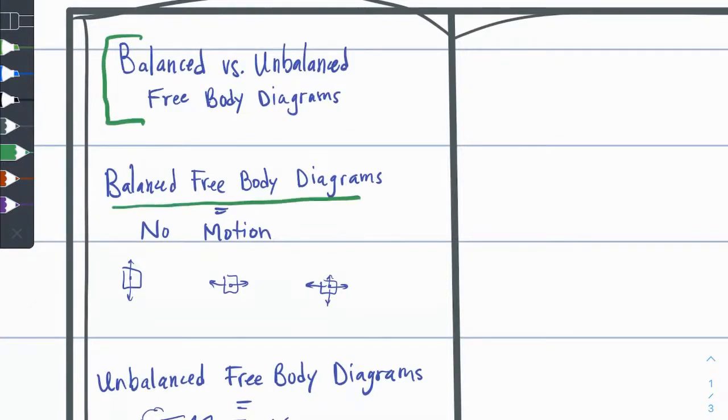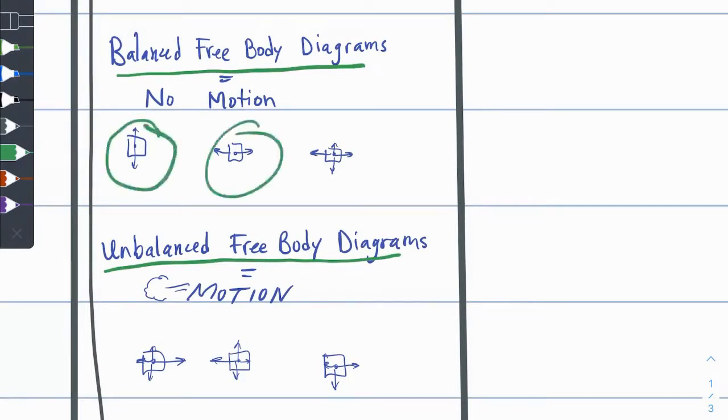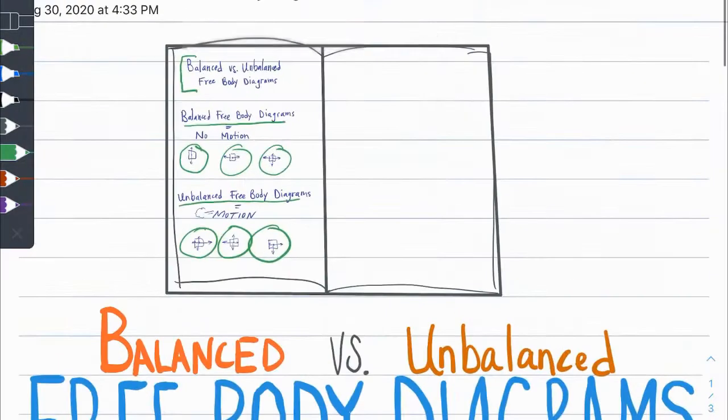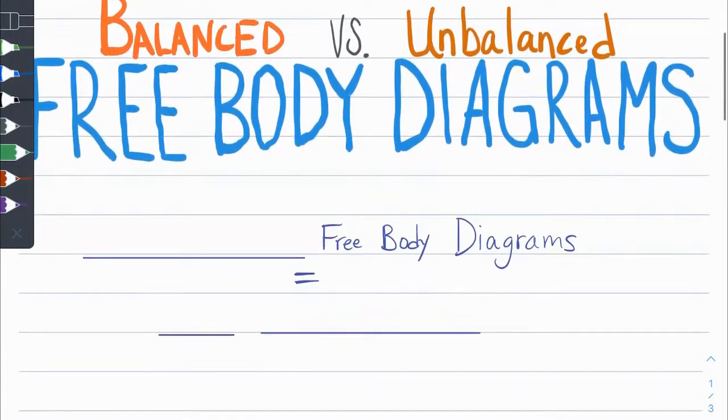The top half of our page will have our balanced free body diagrams, and the bottom half of our page will have the unbalanced free body diagrams. Now we will be drawing 3 free body diagrams for each of the different categories. So make sure that you have enough room for all this information. Here we go. Let's start in a position of balance.